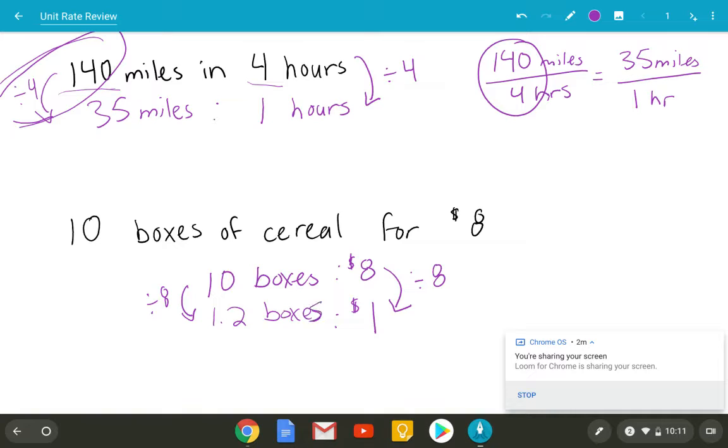I could also write the rate as a fraction, 10 boxes over $8. 10 divided by 8 is 1.2 boxes for every $1.